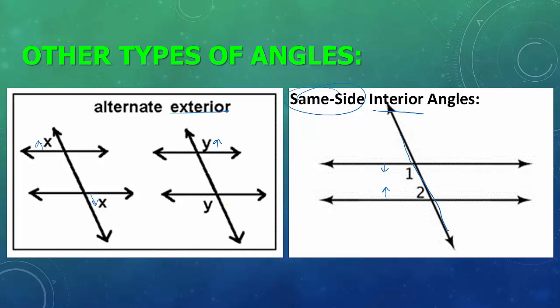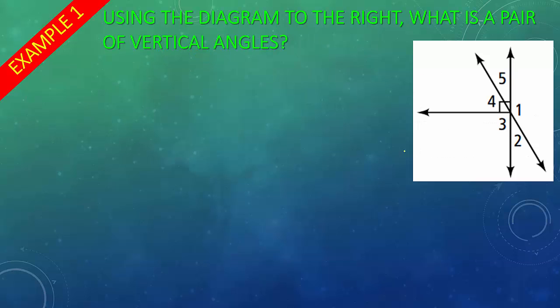So interior, in between the lines. Exterior, outside the double lines. Alternate means on opposite sides of that single line. Same side means on the same side of that single line. So let's put this all together.